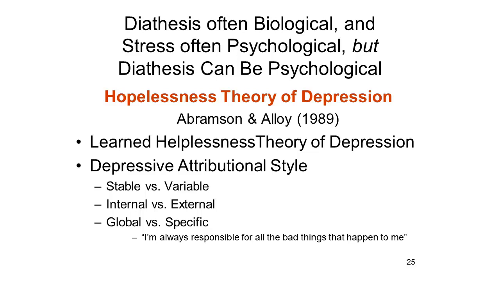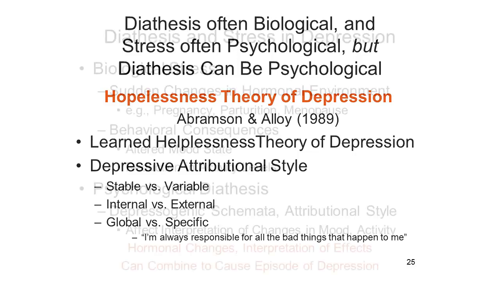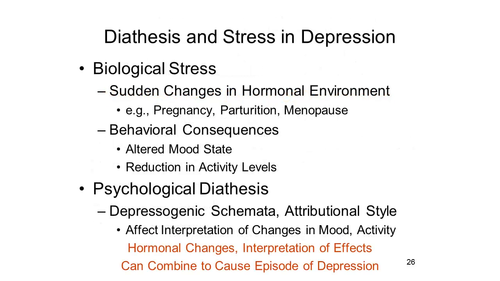So here, there is an environmental stressor, an environment that consists of unpredictable and uncontrollable aversive events, but that interacts with a psychological diathesis, a tendency to explain things in a particular way, a depressogenic attributional style. So the diathesis factor is probably usually biological in nature, and the stress factor is usually psychosocial in nature, but it doesn't have to be that way.